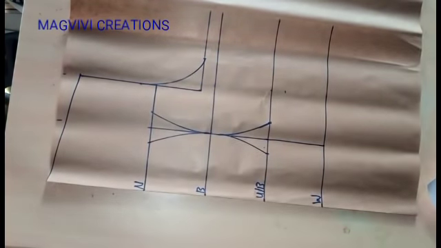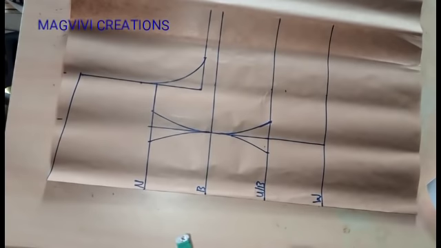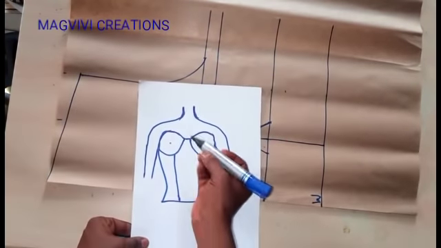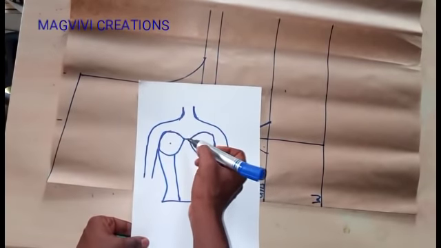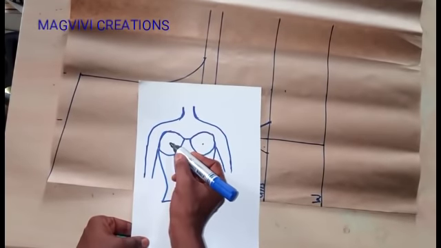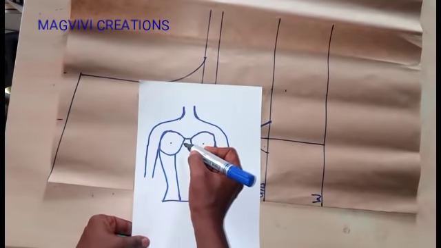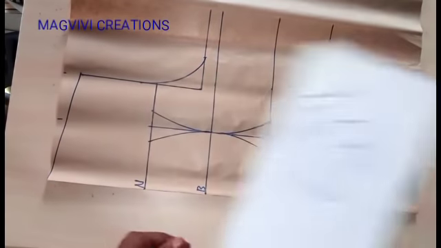Okay, so what you will do, from this bust point, you will come up. It depends on what you want. If you want it lower, if you want it higher, depends on what you want. So this is the bust point here on this picture. This is where we have the bust point. So from the bust point, you come up a little bit.